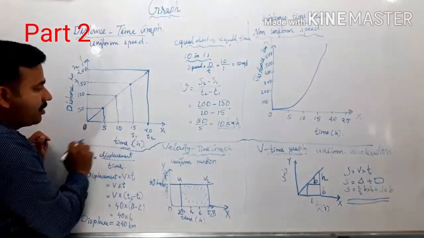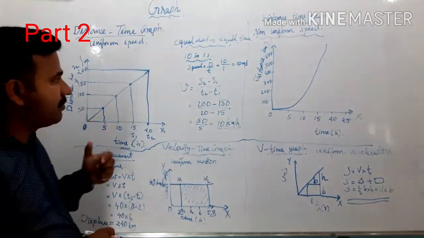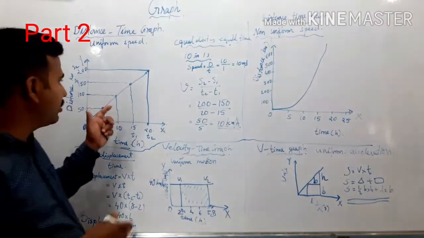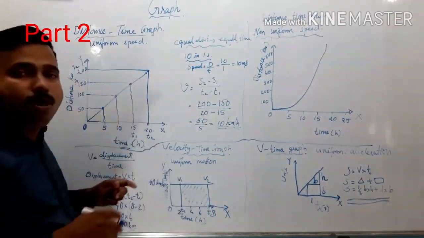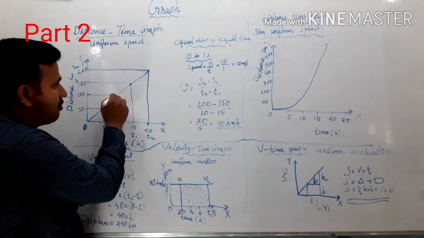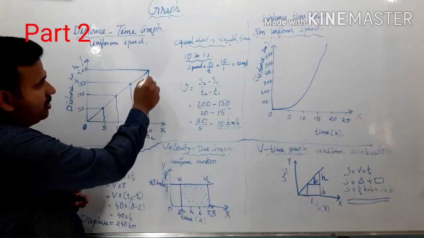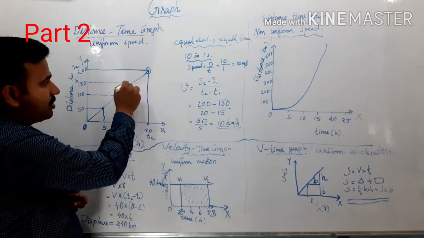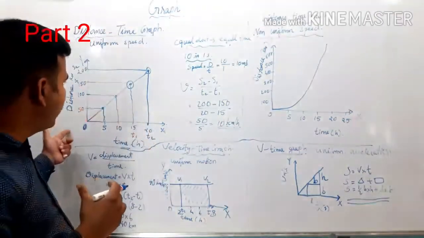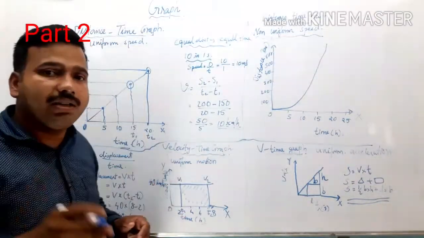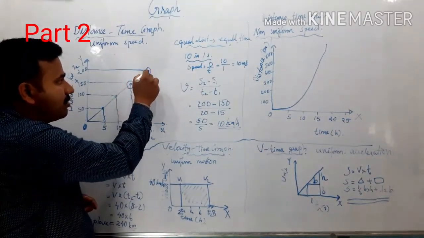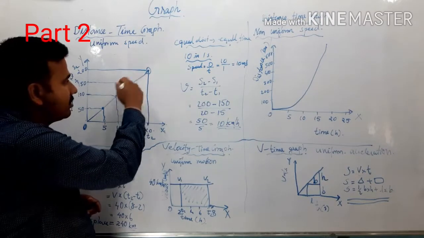Now, using this graph we need to calculate the distance traveled. For this we can take the slope of this particular graph. How do you take the slope? You can mark any two points. Say I am marking these two points, because we need to calculate the speed with which this object is traveling using this graph. Say I have taken these two extreme points.